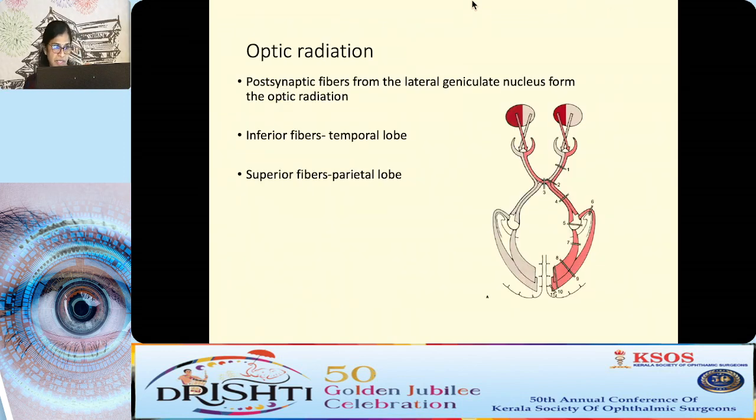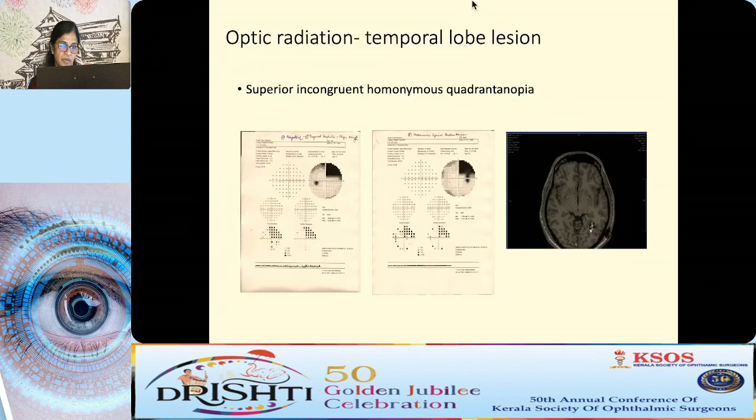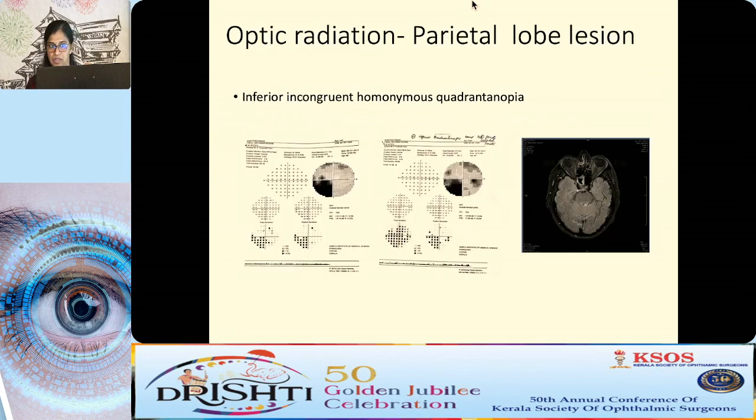Coming to the optic radiation, the postsynaptic fibers from the lateral geniculate body pass as the optic radiation. The inferior fibers pass through the temporal lobe and the superior fibers pass through the parietal lobe. So a temporal lobe lesion causes superior incongruent homonymous quadrantanopia, and a parietal lobe lesion causes inferior incongruent homonymous quadrantanopia.